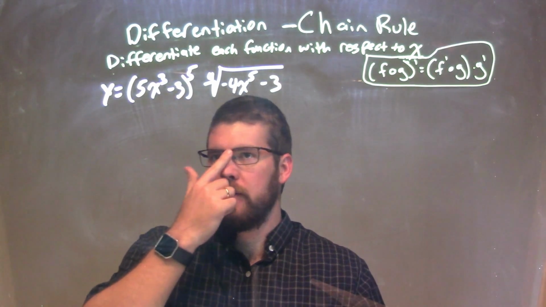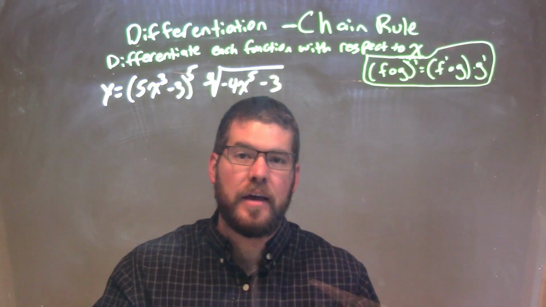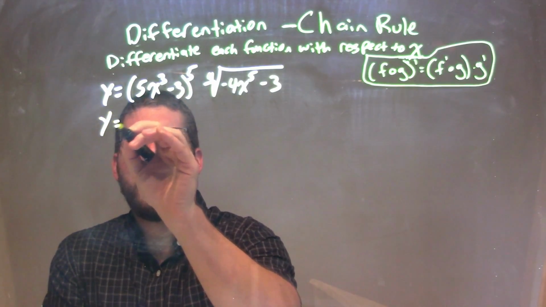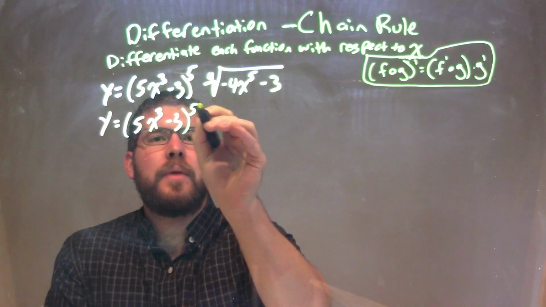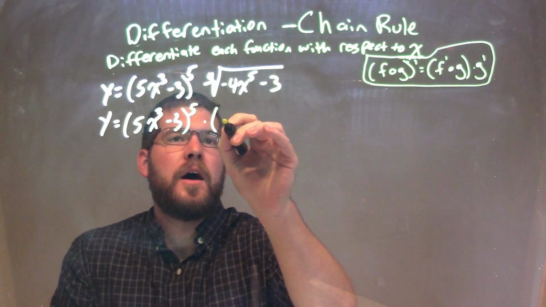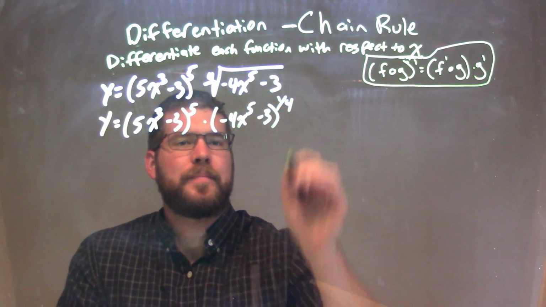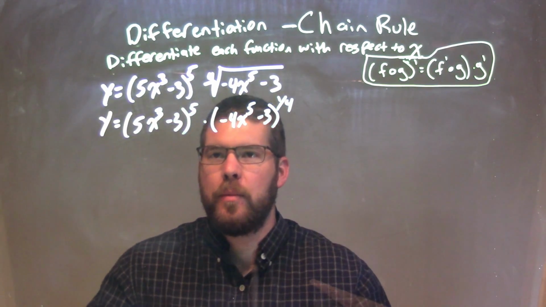Well, first thing, if you know my videos, I don't like seeing anything as a root. So in this case, fourth root, I'm going to rewrite that to be to the 1/4 power. So y equals 5x to the third minus 3 to the fifth power times parentheses negative 4x to the fifth minus 3 to the 1/4 power. Now from there, when I take my derivative, I need to apply the product rule.